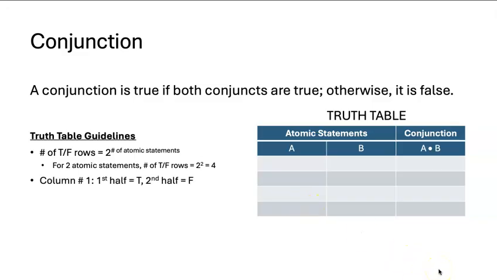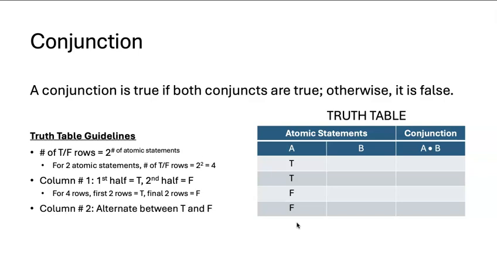Next, for the first column, we're going to split it half and half. The first half, that's the first 2 rows, will be true. And the second 2 rows, or the final 2 rows, will be false. So half true, half false. For the second column, we're going to alternate between true and false. So we're just going to have true, false, true, false. Now, when we do it like this, it shows all possible combinations of true and false for 2 atomic statements. So we'll now apply the rule.